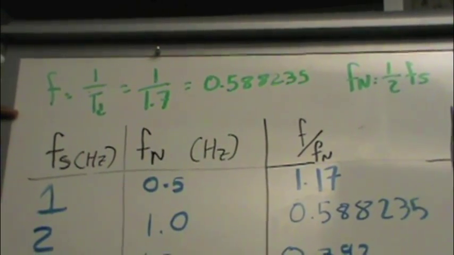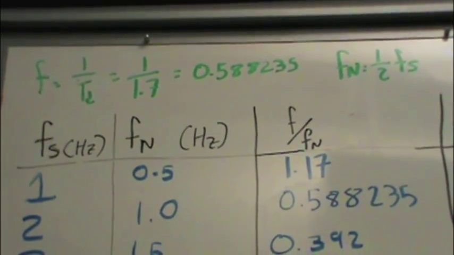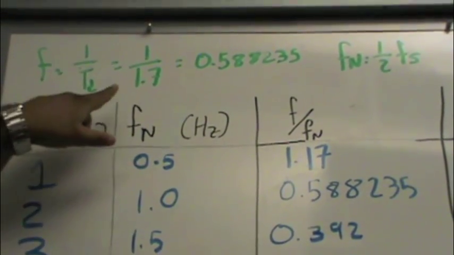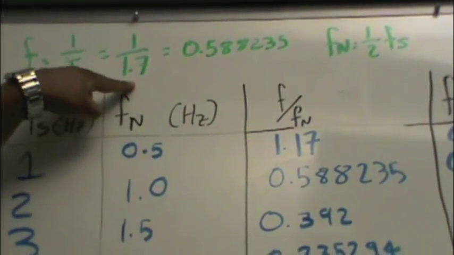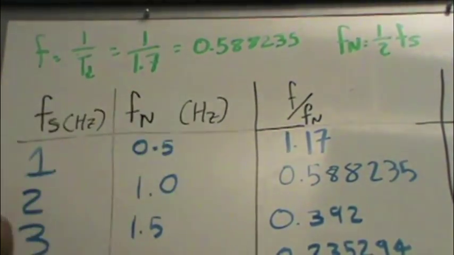The first thing we did for our system was calculate the frequency of the system, which we just did by 1 over the period, which we calculated to be 1.7 seconds, which gave us the frequency of 0.588235.